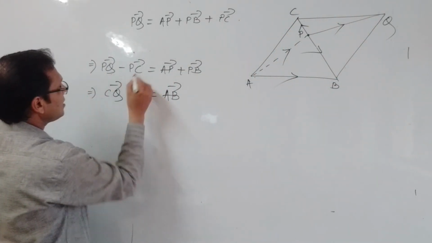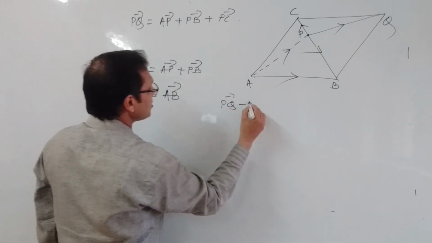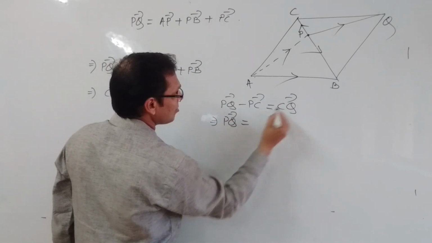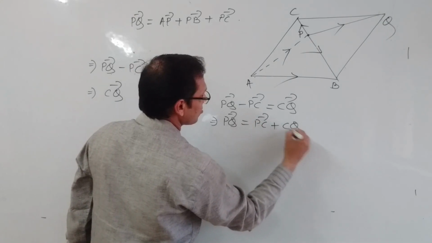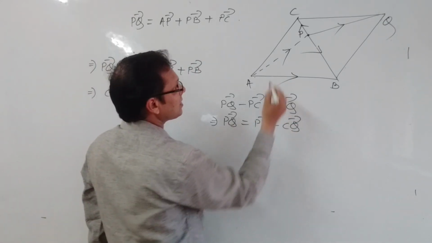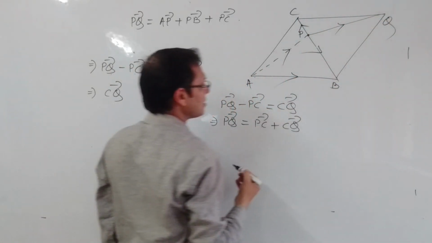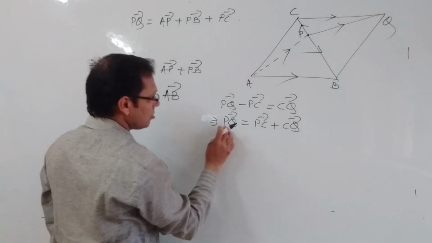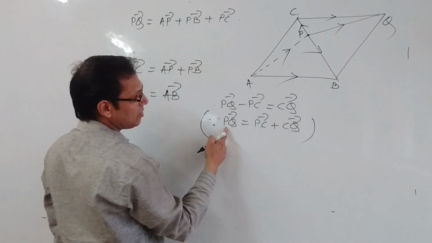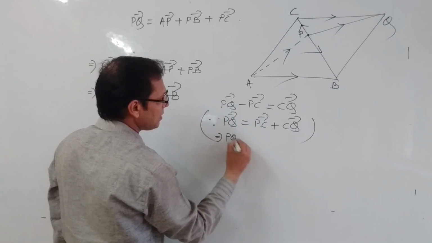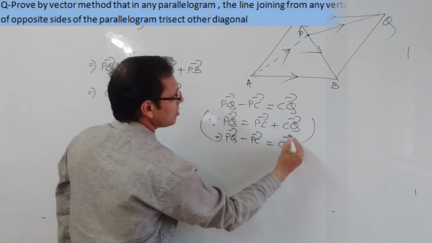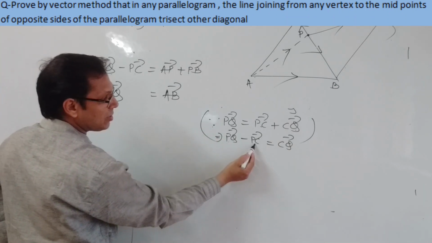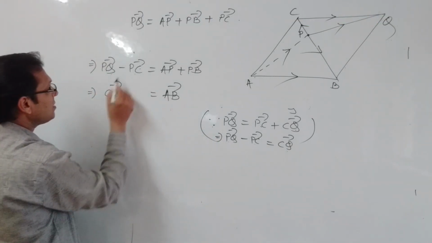Why? You see, PQ vector minus PC vector is equal to CQ vector. See, PQ vector is equal to PC plus CQ, is this happening or not? PC plus CQ is equal to PQ by the triangle addition rule. So since PQ is equal to PC plus CQ, that implies PQ minus PC is equal to CQ. Okay. So you will write this as the reason. PQ minus PC should be replaced by CQ.